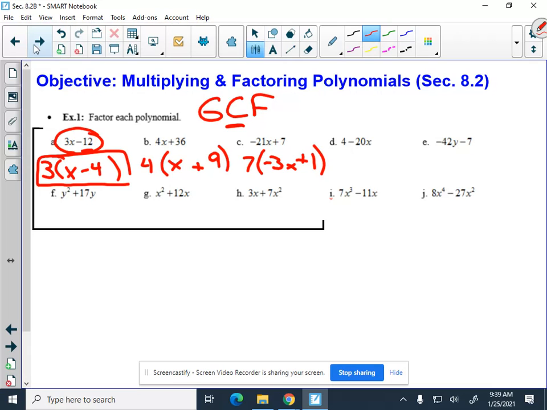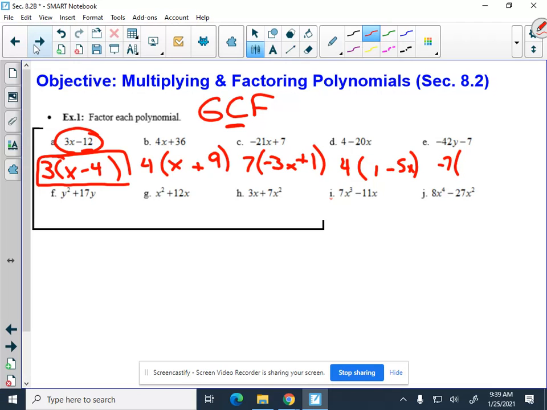What number did you put in front? 4, because you can divide them both by 4. Now 4 times 1 is 4, minus what? Negative 5x. Very good.